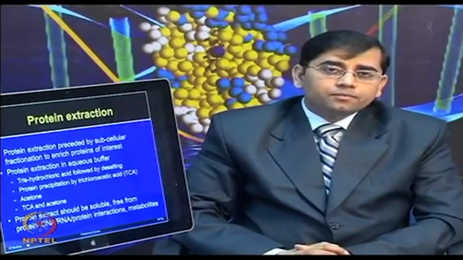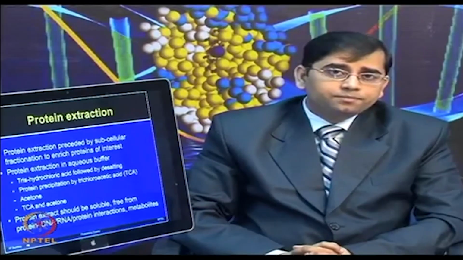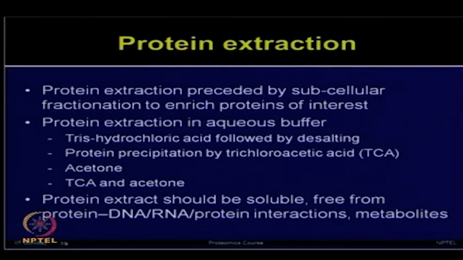Protein extraction is done after performing the subcellular fractionation, so that the proteins you are going to analyze in your experiment can be enriched. For protein extraction in aqueous buffer, one can follow different procedures: either use Tris hydrochloric acid followed by a desalting method, protein precipitation by trichloroacetic acid or TCA, or acetone alone, or trichloroacetic acid and acetone. I will give you more specific compositions and recipes when I talk about specific examples, how to perform protein extraction for serum, bacteria and plants.